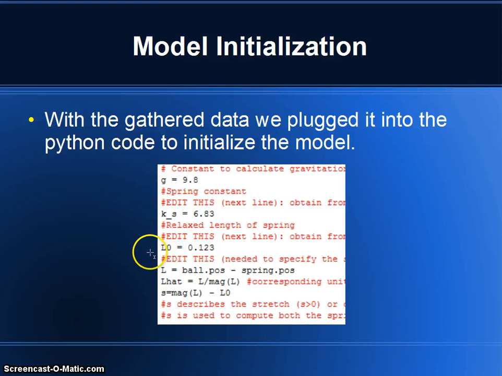our L naught is 0.123, and we also have L, which is the length of the spring, where we took the ball position minus the spring position. L hat is L over the magnitude of L, and S is the stretch of the spring, which is the magnitude of L minus the relaxed length of the spring.